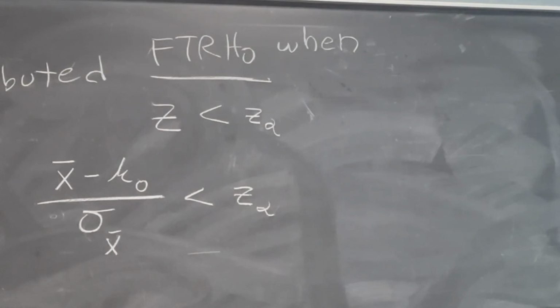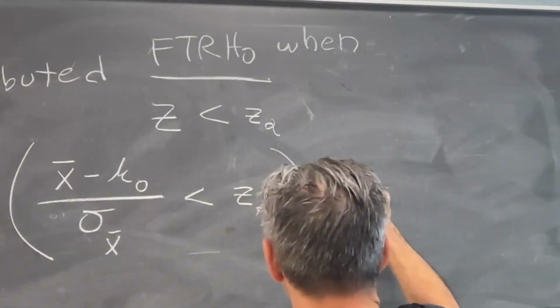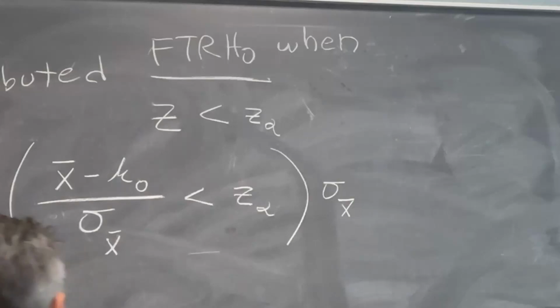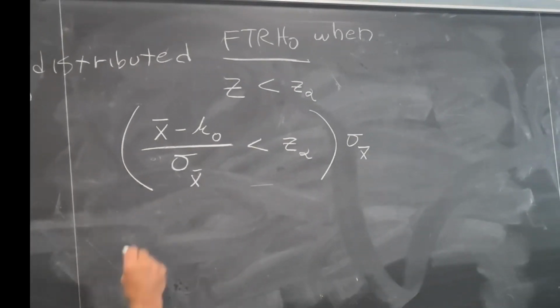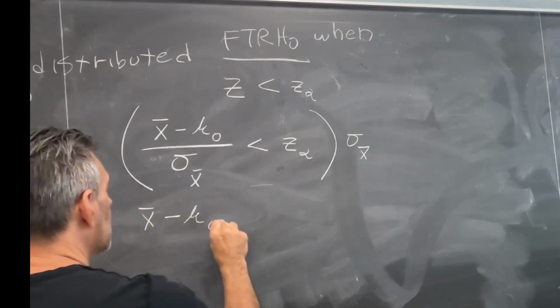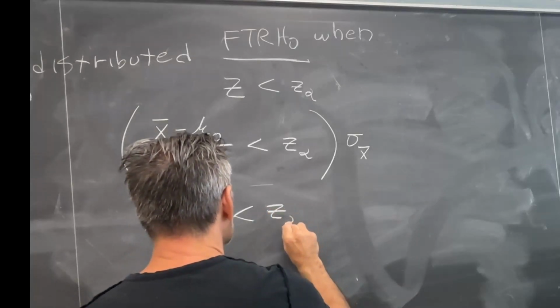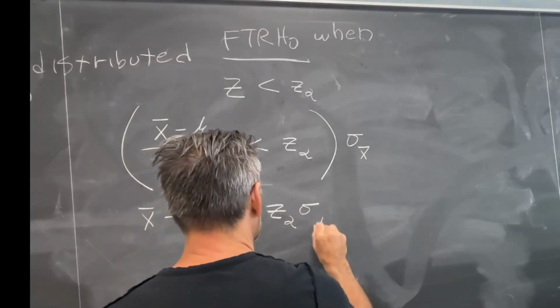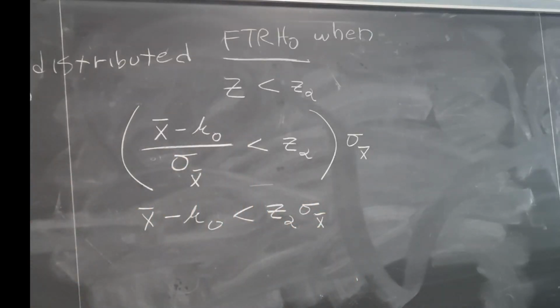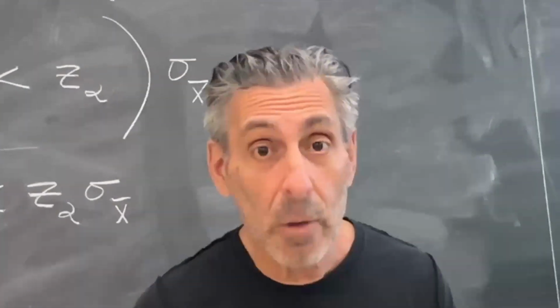So now our next step is to multiply both sides of this inequality by the standard error of the mean. And we get x bar minus mu naught is less than z sub alpha sigma sub x bar, also known as the standard error of the mean.